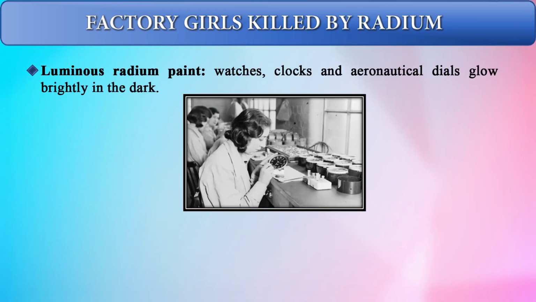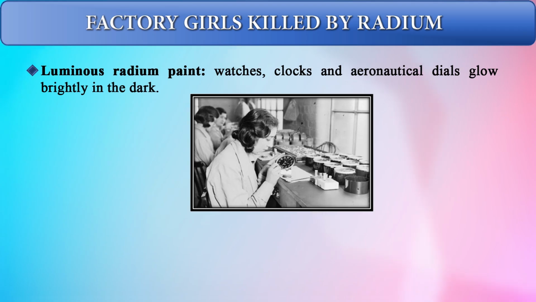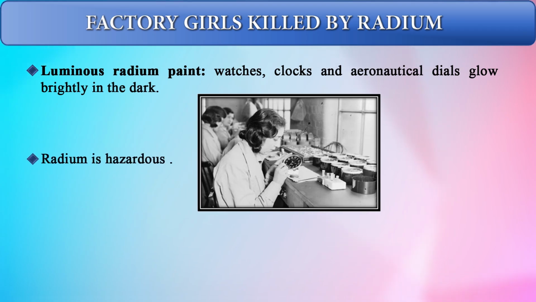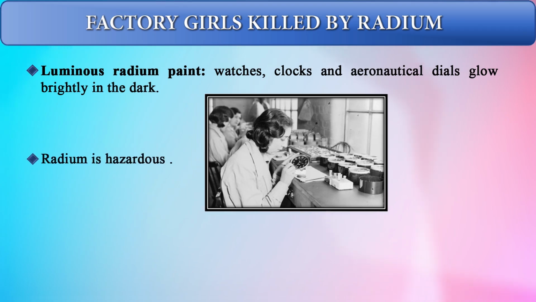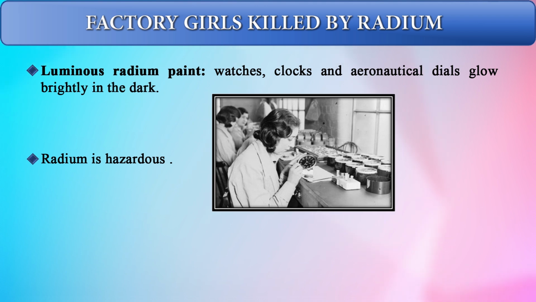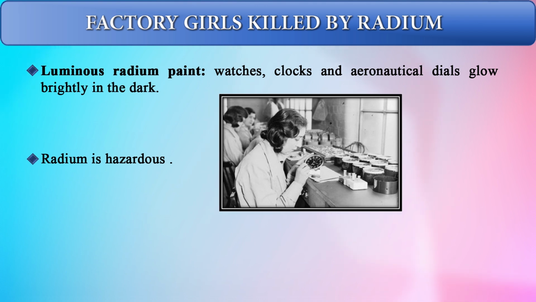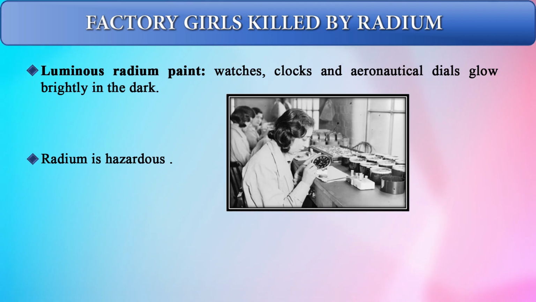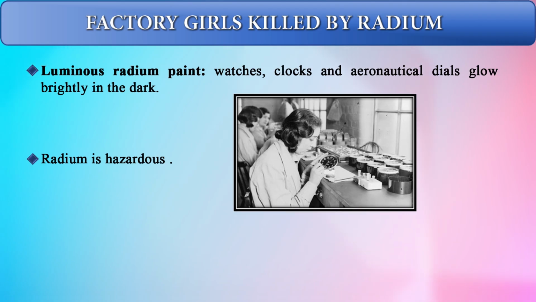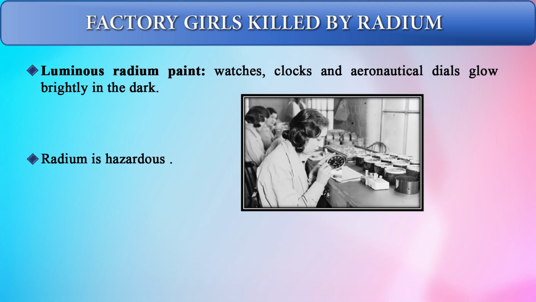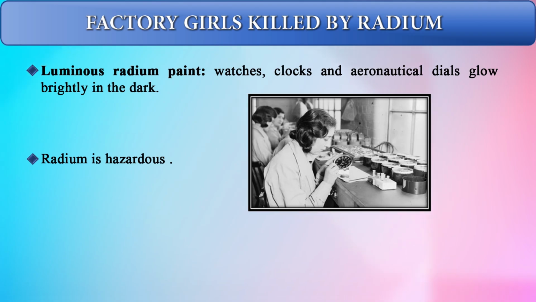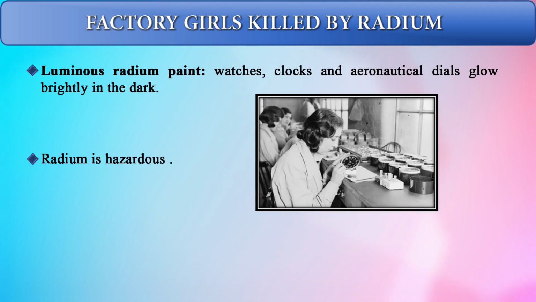Now, some of the factory girls were affected and killed by radium, because they were painting radium paint on watches and clocks. This radium was actually very hazardous, and without knowing, they were using a small paintbrush for painting. They would even apply it on their cheeks, because it was seen that this also gave a good glow on their cheeks. It was also used in some kinds of cosmetics.